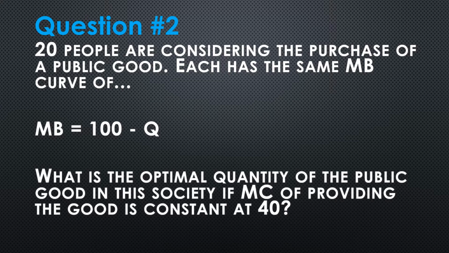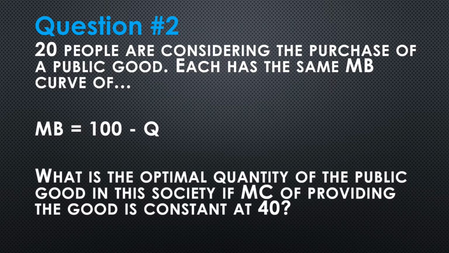The question is that we have 20 people who are considering the purchase of a public good, and each of them has the same marginal benefit curve. The curve that they all share, each individual's marginal benefit, equals 100 minus Q. And we're asking, what is the optimal quantity of the public good in this society if the marginal cost of providing the good is constant at 40?